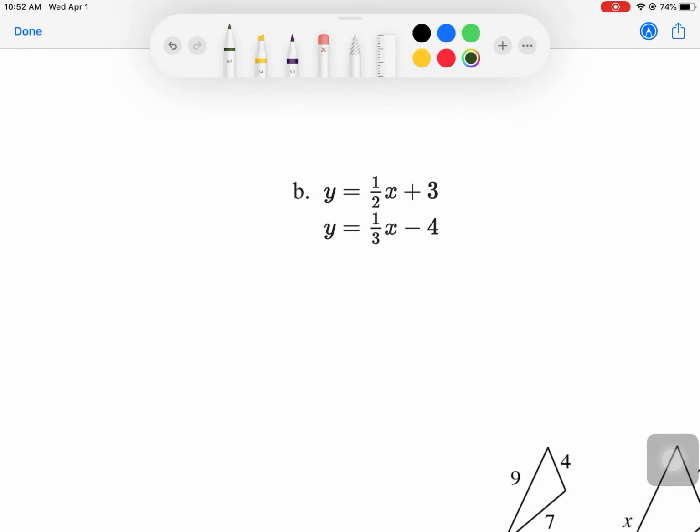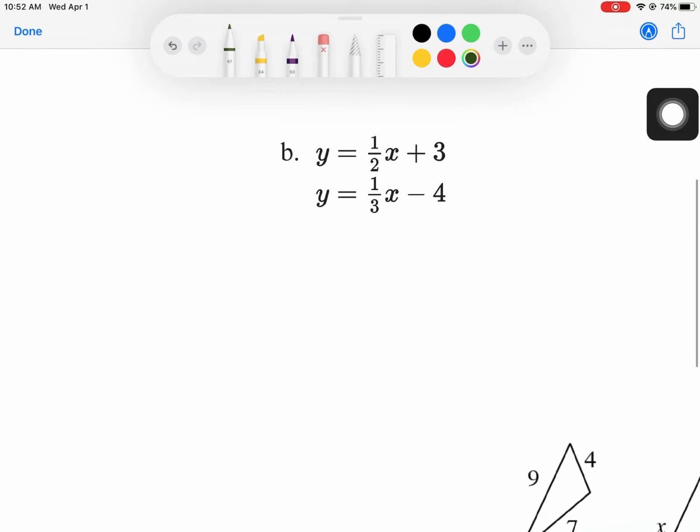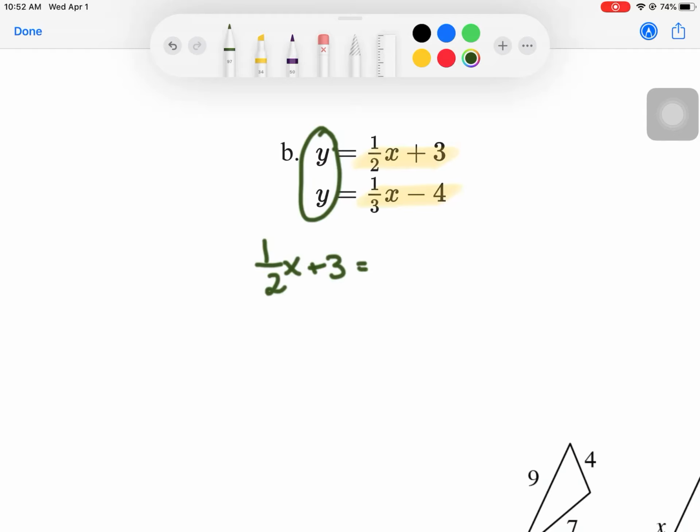139B over here is a system, and it is set up to solve with equal values. Now I know that on the packet, I think the plus 3 got left off. But if you were looking at it in closure, the solving process would be the same. I would take this piece and set it equal to that piece, because they both represent y. So I'm going to say that 1/2 x plus 3 equals 1/3 x minus 4.